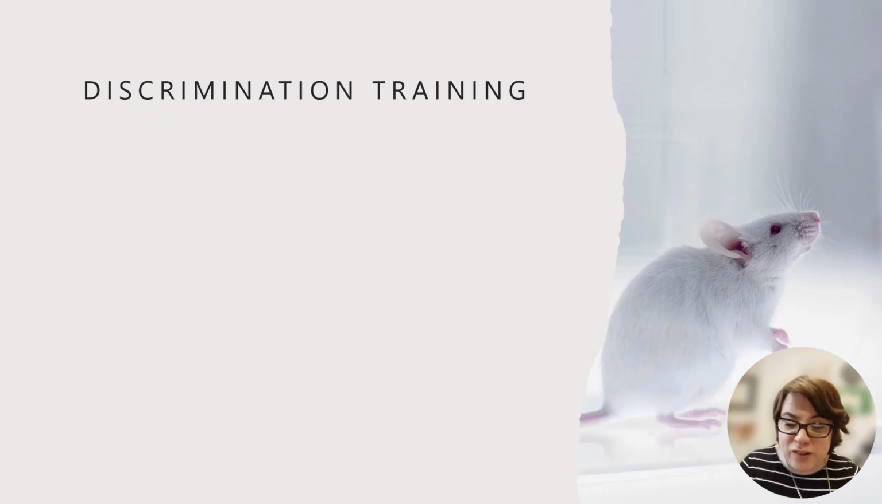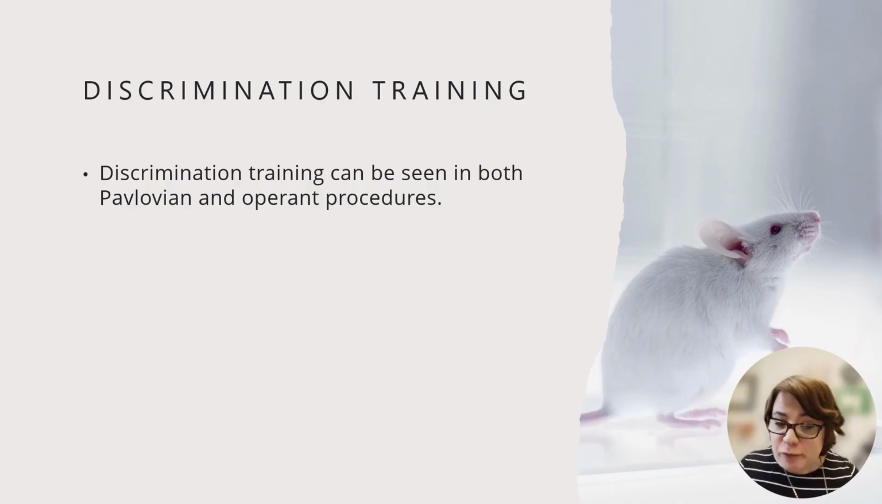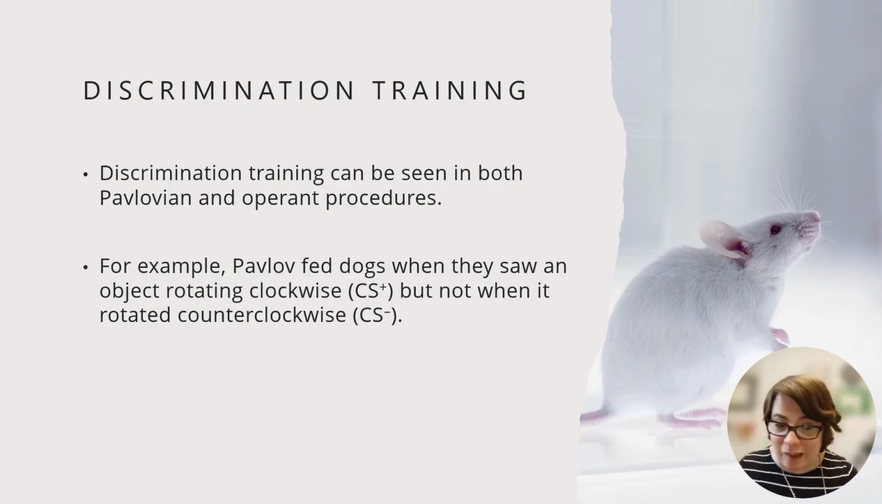So just like we have procedures for teaching generalization, we also have protocols by which we can teach organisms to discriminate. And that's true for both Pavlovian and operant conditioning procedures. So we can start with Pavlov. Obviously Pavlov used classical conditioning to teach dogs to salivate to a tone, for example, right? If a dog learns to salivate not just to a tone, but also to a bell, we would call that generalization. We can apply the same exact principle to discrimination, right?